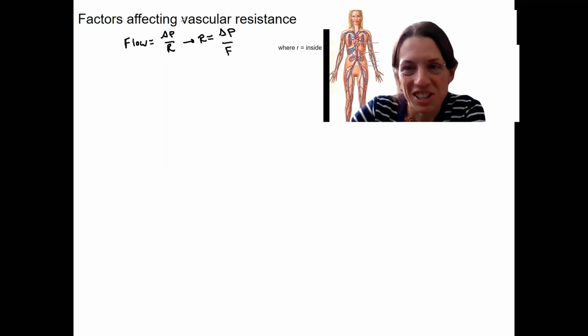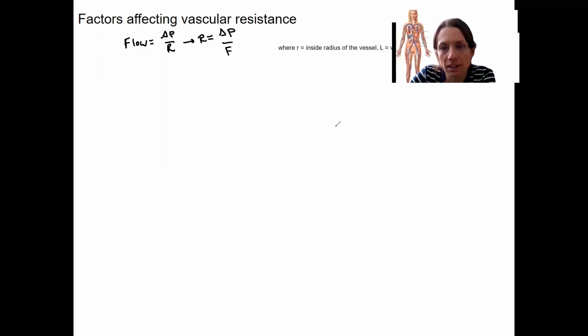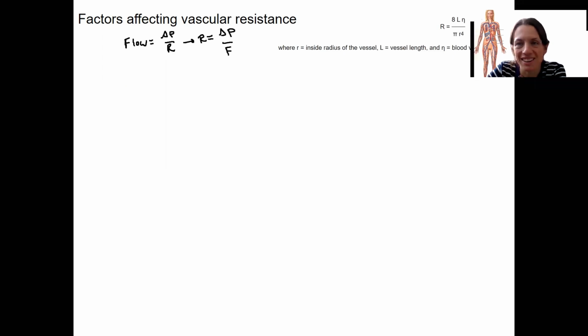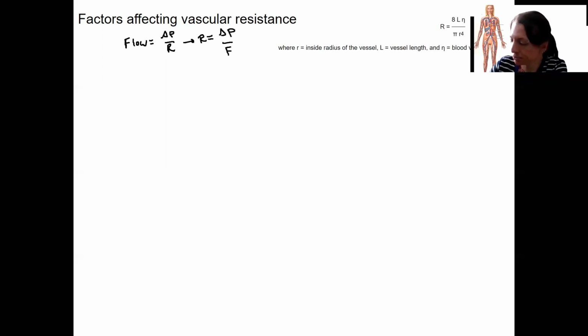A similar equation to this, I'm going to show you. You do not need to memorize this, but it can help to make sense of the factors that affect resistance. This is another equation for resistance. R is resistance, right? So this is going to be a way that we can look at the factors that affect resistance. They're right here: radius, length of the vessel, and blood viscosity. So those are the three things. I'm going to go through them.